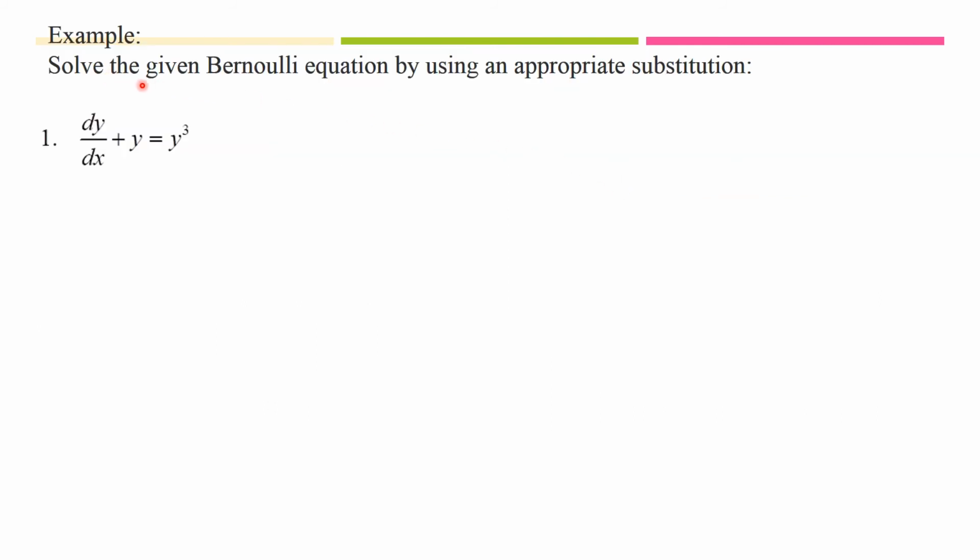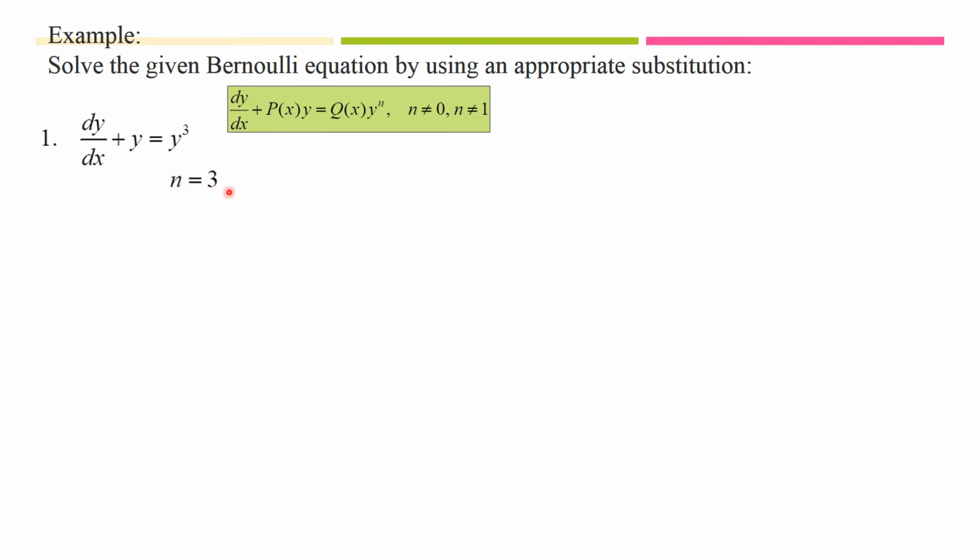Example: solve the given Bernoulli equation by using an appropriate substitution. dy/dx + y = y cubed. Now this equation matches the standard form of the Bernoulli equation, dy/dx + p(x)y = q(x)y to the power of n. In this case p(x) is 1, q(x) is also 1, and y cubed, so n is equal to 3.